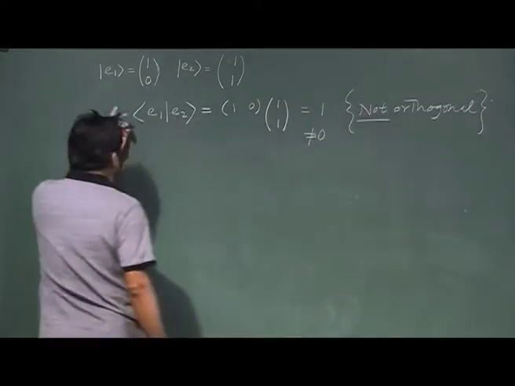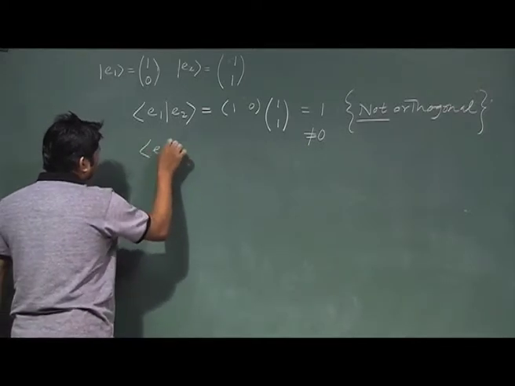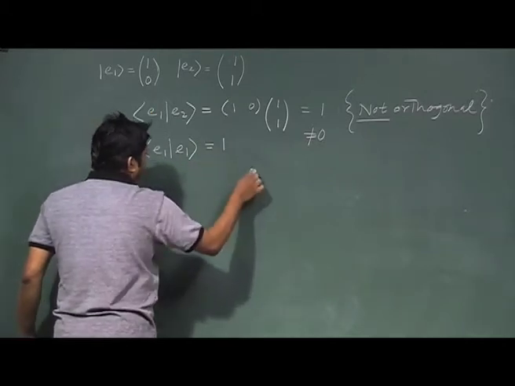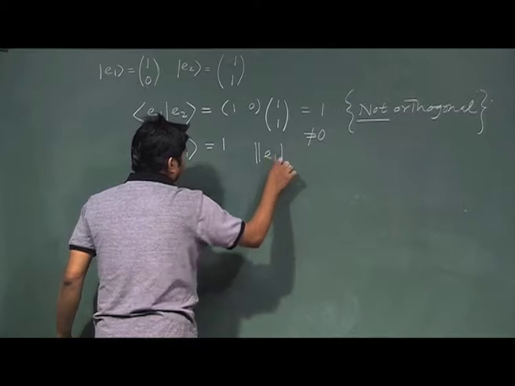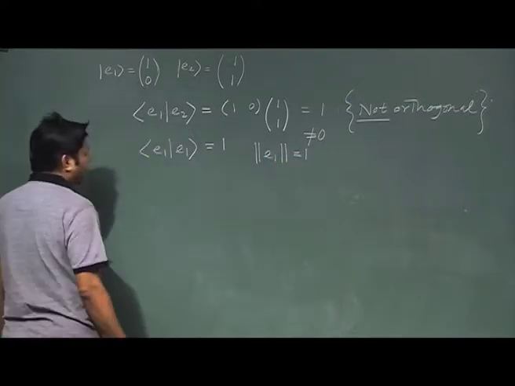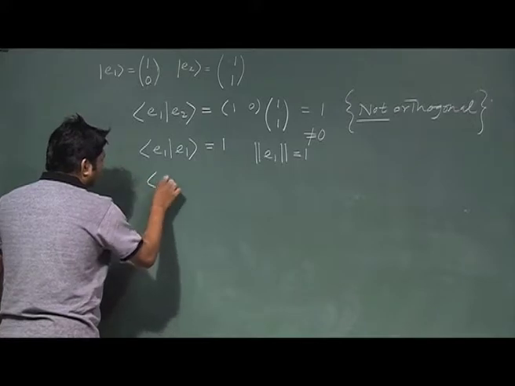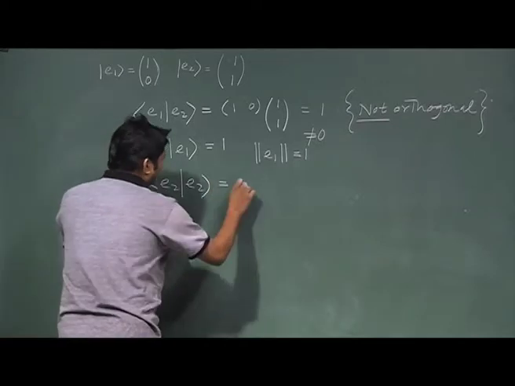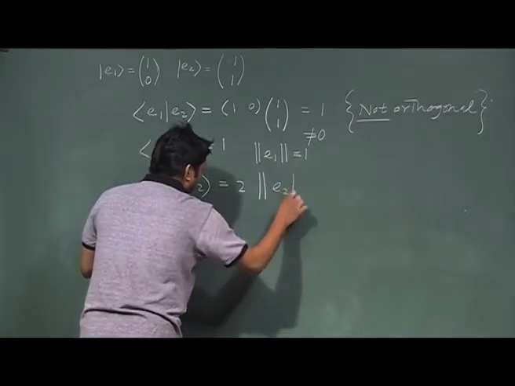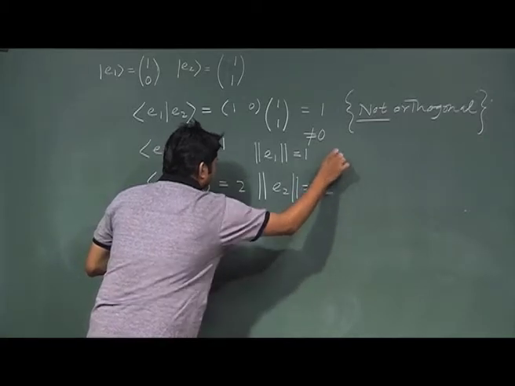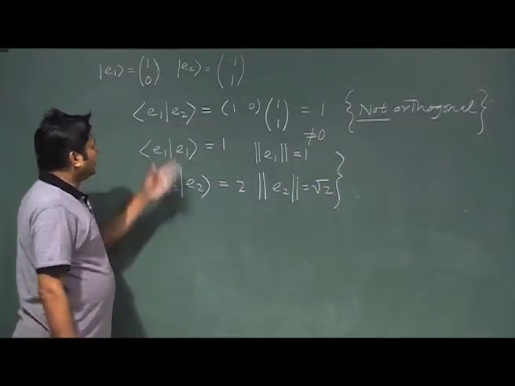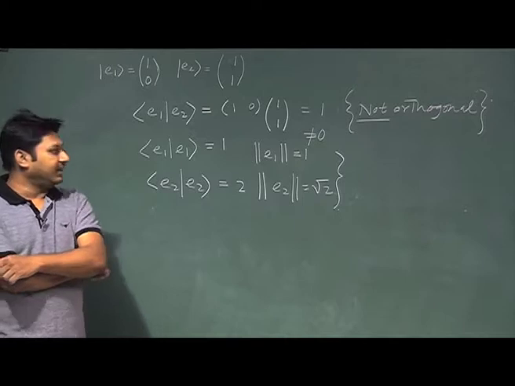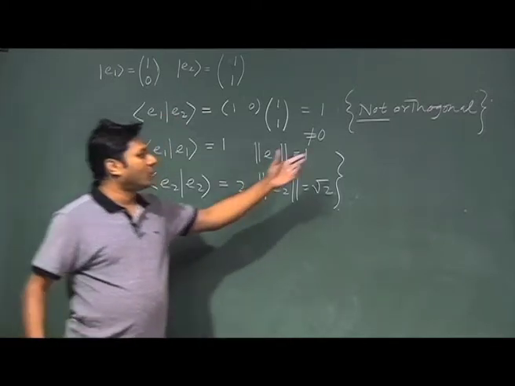What about the individual norm of these? E1 we have already done, so the norm of E1 here is 1. And if I do what we did in the second example, I will find this is 2, so the norm of E2 is equal to root over 2. So these two are forming a basis, that is the first case. Second thing is that even though they are forming a basis, they are not orthogonal.